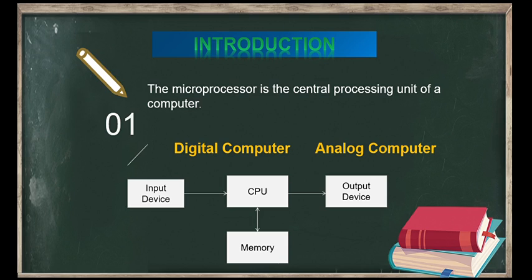A central processing unit built on a single IC is called a microprocessor. So the microprocessor is the central processing unit of a computer. It is the heart of the computer. This series describes Intel 8085, as it is one of the most popular 8-bit microprocessors. Before the description, I will tell you about the evolution of microprocessor.